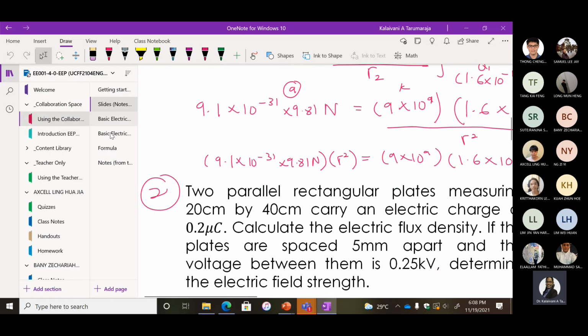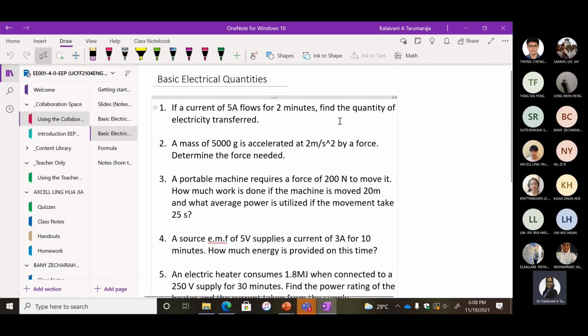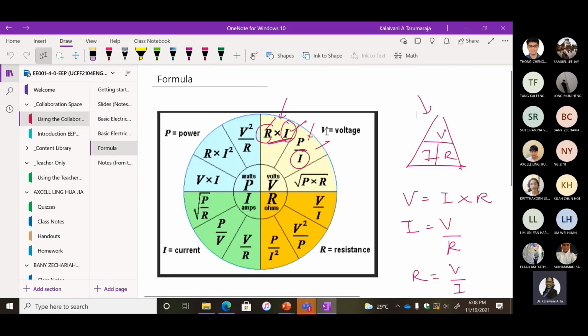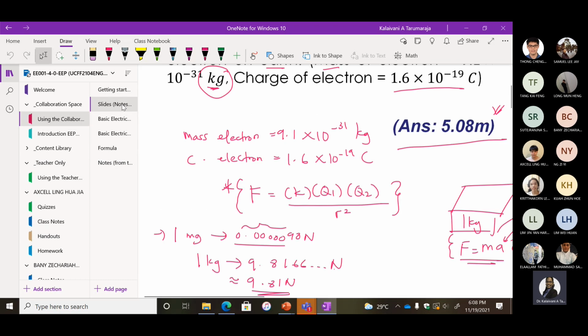And the next one, this one we completed during the class. This is basic electrical quantity. You need to use Ohm's law, and some things need the basic formula that you have here. Miss repeats: remember, each of you, please remember the formulas here. So your task for today is number 2 and number 3.